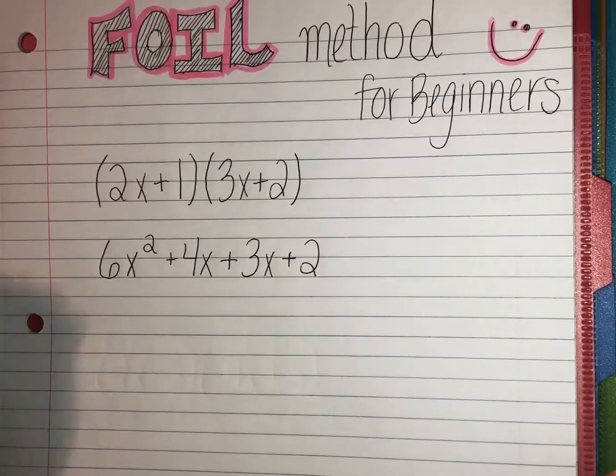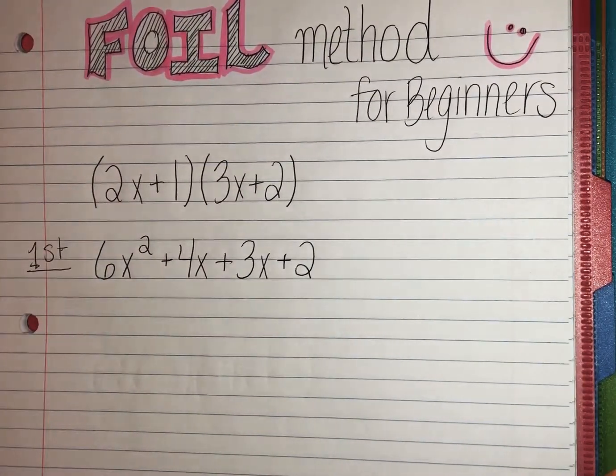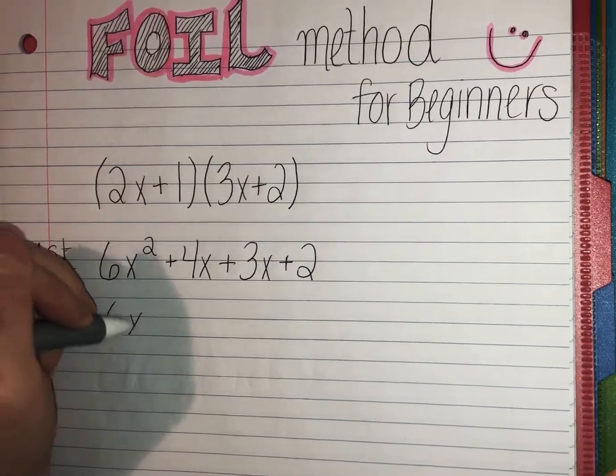So that's our first step, is to use FOIL. But our second step is to add anything that we can add, and the only way we can do that is if it has the same variable on the end. So we'll keep the 6x squared.